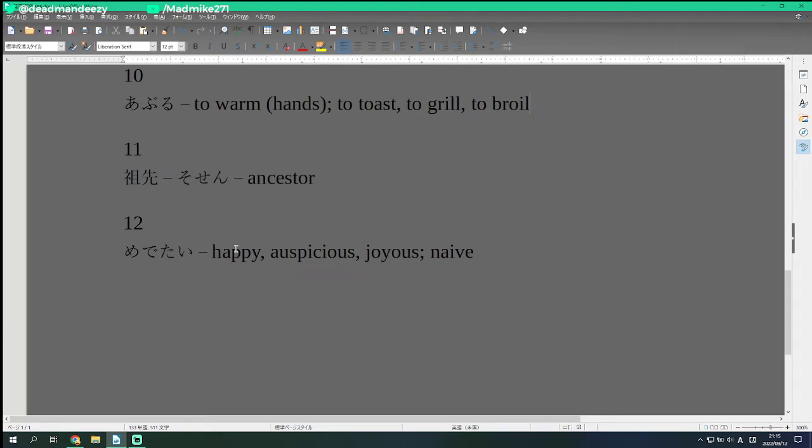Number 11 is so sen. So on the left side meaning an ancestor, and sen on the right side meaning before. So your ancestors before you are your ancestors. Your so sen are ancestors.